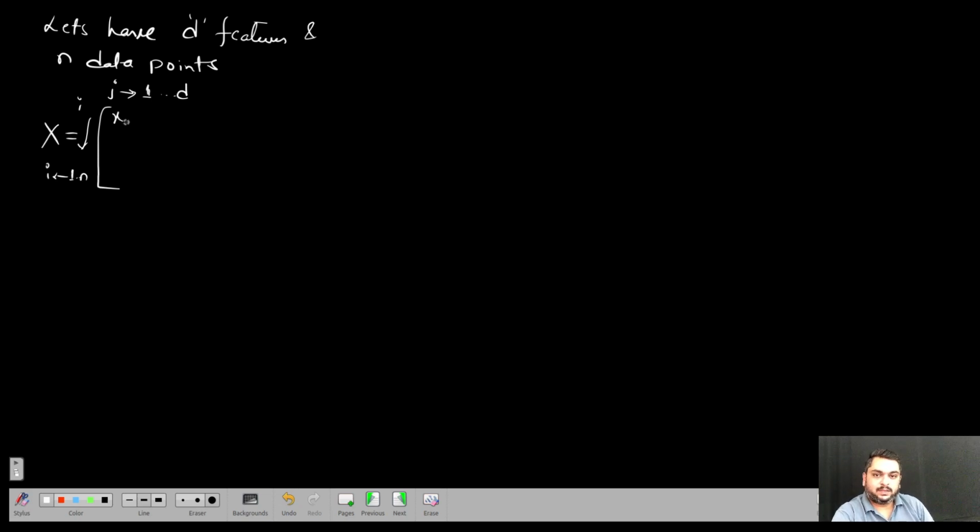So this means X11, X12, and so on up to X1D. I will tell you what exactly it means. Then X21, X22, up to X2D. Similarly, up to Xn1, Xn2, XnD. That means each column or vector you see here is one feature, and the row values indicate the values in that vector. So this is feature 1, this is feature 2, and so on up to feature D.